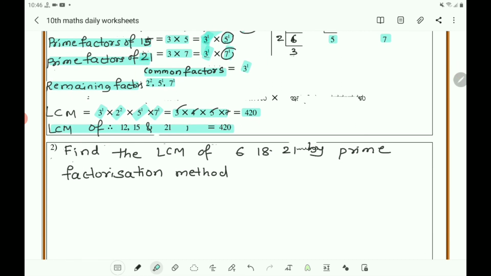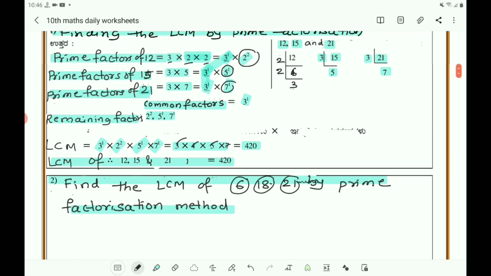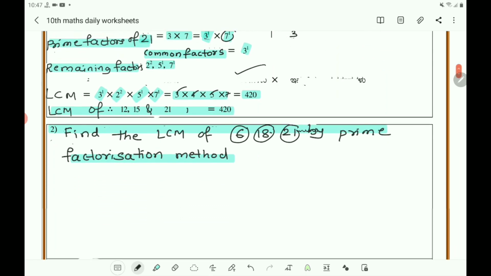Next you take the second question. Here is an activity question for you. Find the LCM of 6, 18, 21 by the prime factorization method. Here also find the factors of 6, the factors of 18, the factors of 21. You try to divide by 2, 3, 5, and so on. Some are divisible by 2, 3, some are divisible by other numbers. So factorize each number, follow the method discussed here and find the LCM.